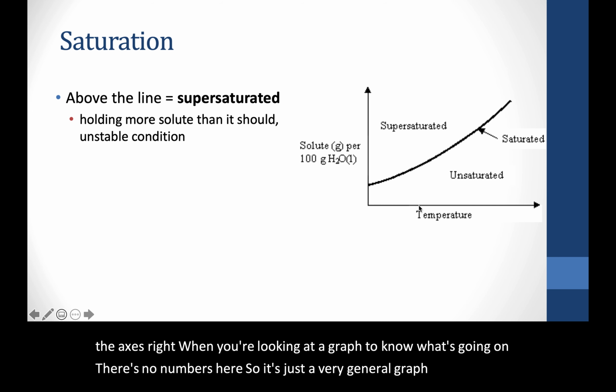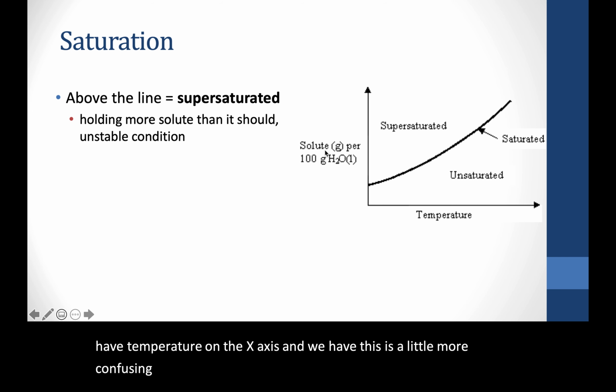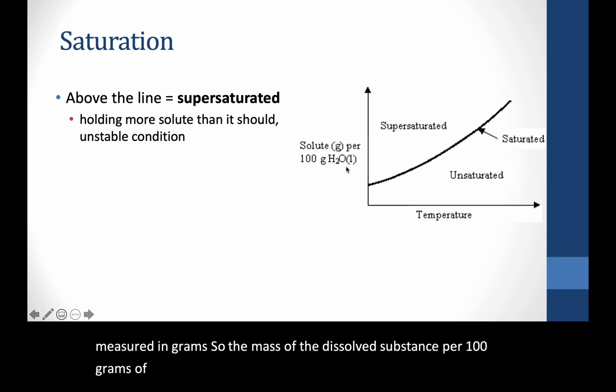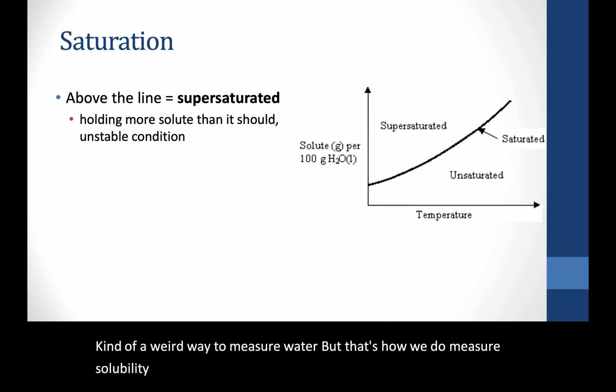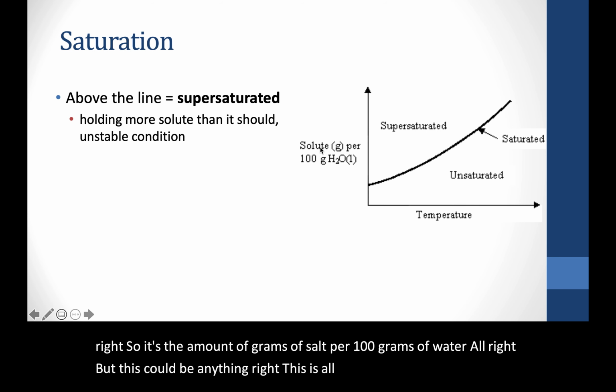But we have temperature on the x-axis, and, this is a little more confusing, we have solute, so dissolved particles, or in this case it's measured in grams, so the mass of the dissolved substance per 100 grams of water. It's kind of a weird way to measure water, but that's how we do measure solubility. So it's the amount of grams of, let's pretend it's salt water, so it's the amount of grams of salt per 100 grams of water. But this could be anything. The solute could be anything dissolved in water.